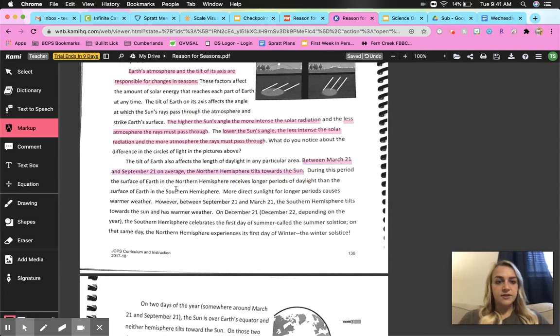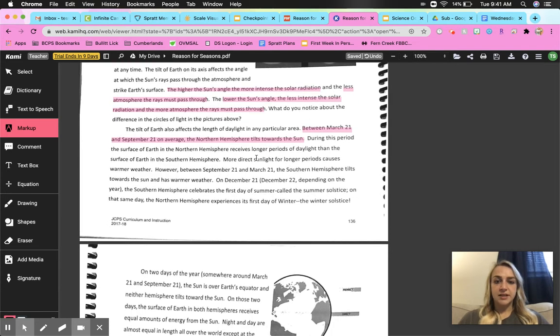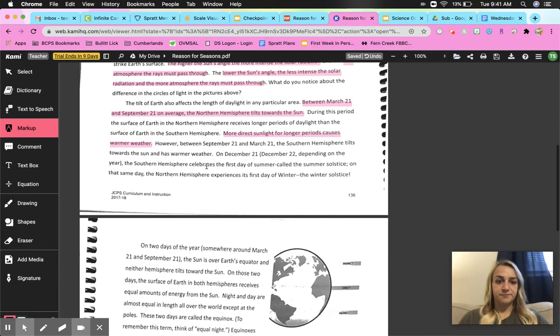During this period, the surface of Earth in the northern hemisphere receives longer periods of daylight than the surface of Earth in the southern hemisphere. More direct sunlight for longer periods causes warmer weather. So that would kind of explain why we have summer. So we have longer periods of daylight.